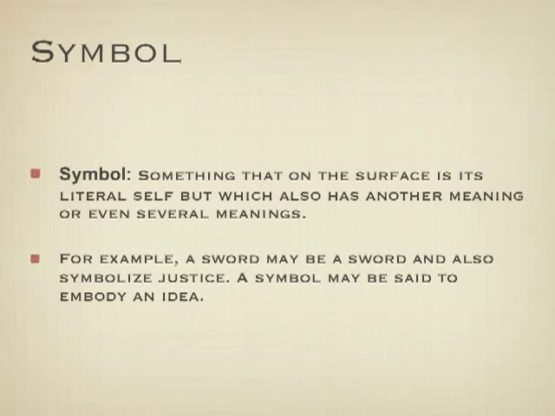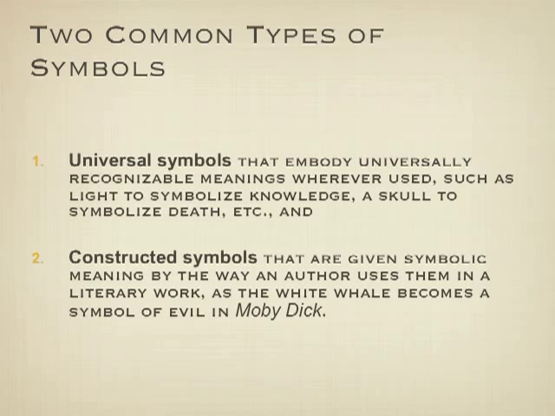Symbol. A symbol is something that on the surface is its literal self, but which also has another meaning or even several meanings. For example, a sword may just be a sword, or could also be a symbol of justice. A symbol may be said to embody an idea. There are two common types of symbols. Universal symbols embody universally recognized meanings wherever used, such as light to symbolize knowledge, or a skull to symbolize death. The second type of symbol is a constructed symbol.